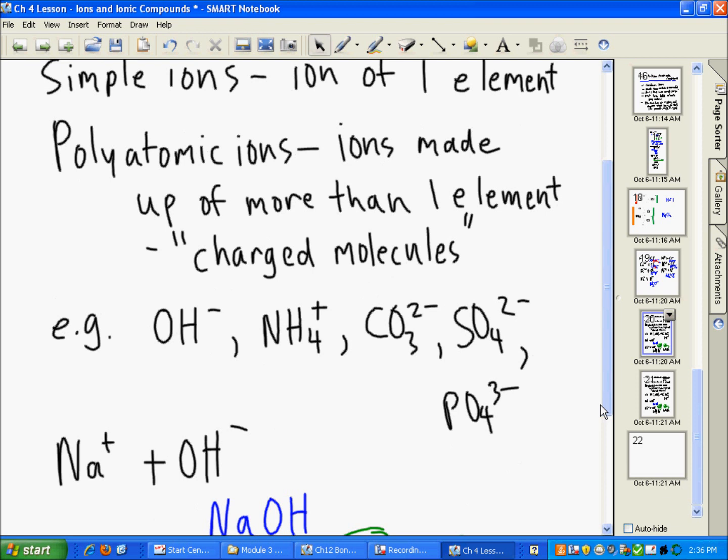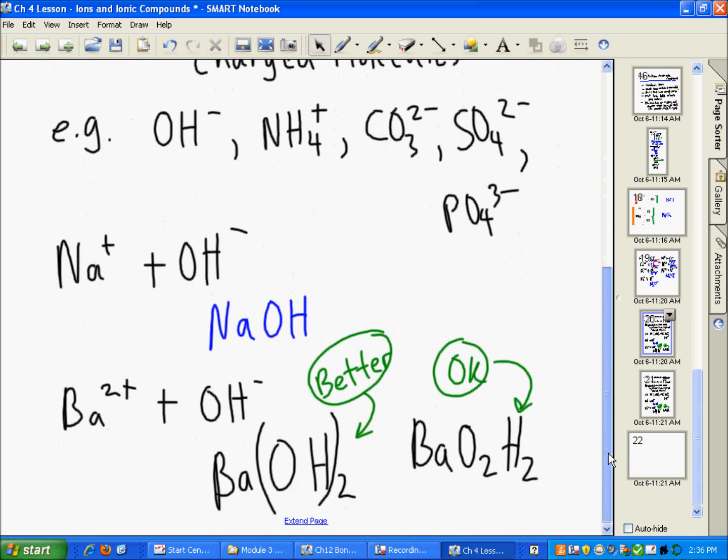They're basically charged molecules. Some examples of polyatomic ions are OH-, where you have an oxygen atom and a hydrogen atom together, and they have a charge of 1 minus. NH4+, you have nitrogen combined with 4 hydrogens, and the charge of this one molecule is positive. CO3 has a 2 negative charge, SO4 2 negative, PO4 3 negative. You won't find these in the periodic table because they're combinations of elements.